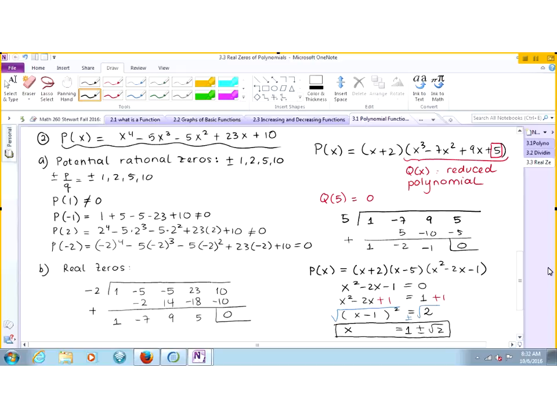Finish? No? Go to the next page. So what are my zeros? -2, +5, 1 plus square root of 2. Okay, how many of them? Okay, good. So I will scroll down.